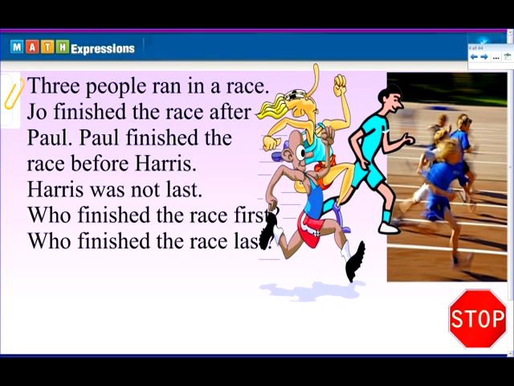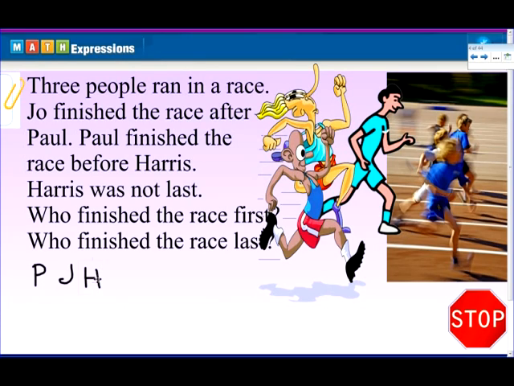There are three people racing in a race, and we need to know who came in first, who came in second, who came in third. Let's look at what this is about. Joe finished the race after Paul. So Joe was after Paul. Paul came, then Joe. Paul finished the race before Harris. So Paul's still in the lead, and Harris is somewhere right here.